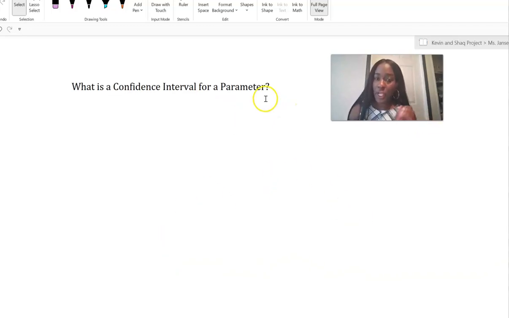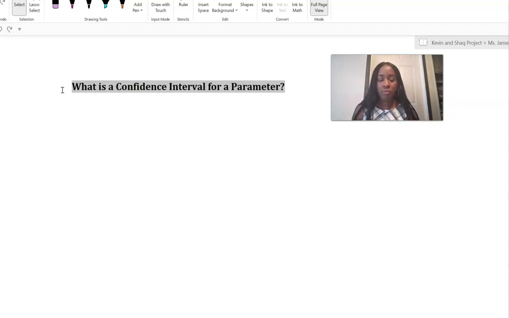Hey everybody. So, this week, we have a few lessons to cover, and all of the lessons are going to be on the same theme. And that theme is the confidence interval of a parameter.